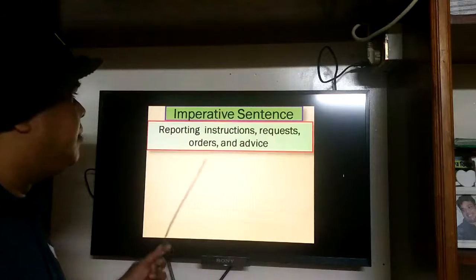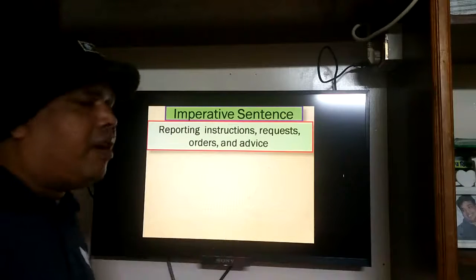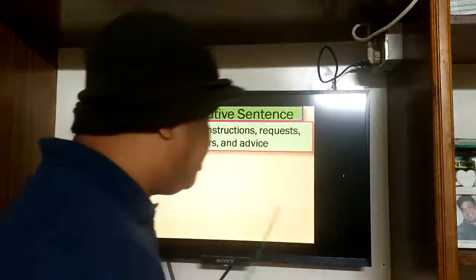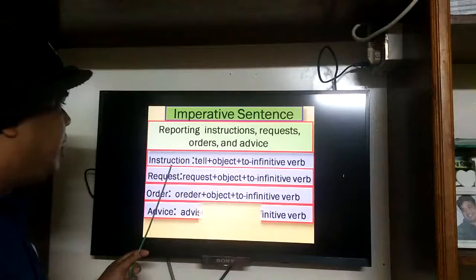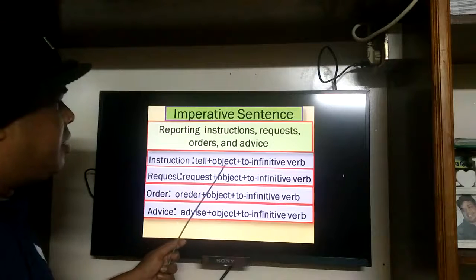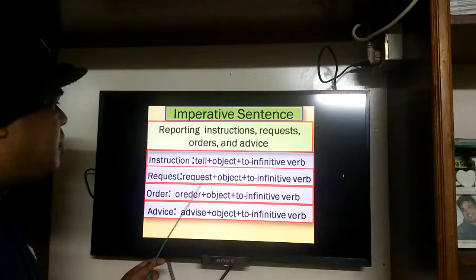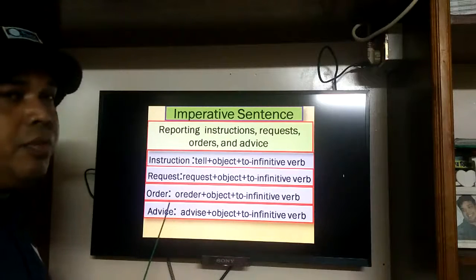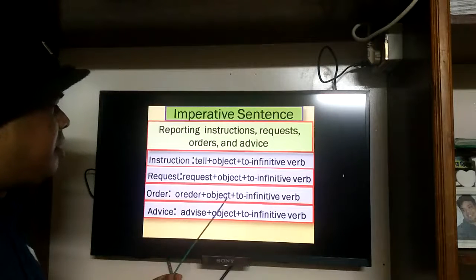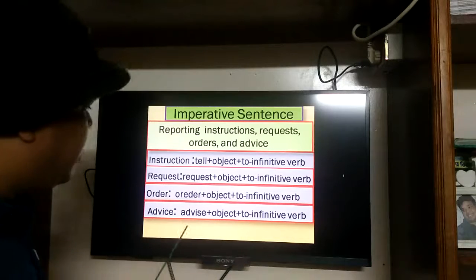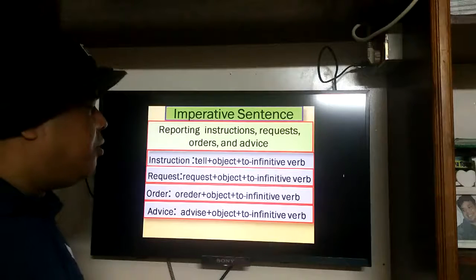Imperative sentence. Reporting instructions, requests, orders, and advice. If I asked you what an imperative sentence is, most of the students know the definition. I would like to remind you again: a sentence that expresses a request, advice, or order is called an imperative sentence. Let's see the structures of imperative sentences. Sentence with instructions: tell plus object plus to infinitive verb; request plus object plus to infinitive verb. When the sentence is an order, you have to follow the structure: order plus object plus infinitive verb.